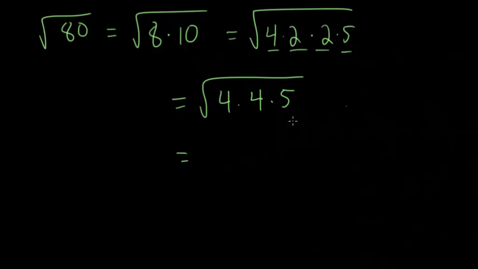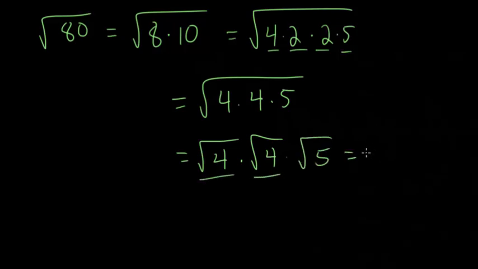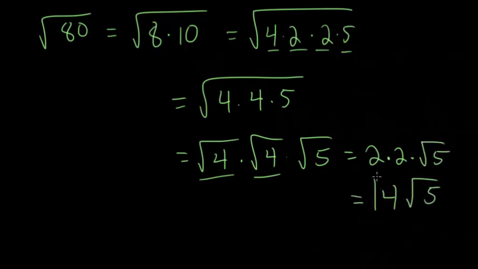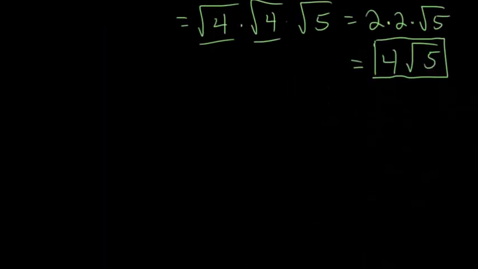And now breaking it up into a product of square roots, we'll have root 4 times root 4 times root 5. And each of these is just equal to 2. So you get 2 times 2 times root 5, or simply we have 4 times the square root of 5. And that would be our final answer right there. And let's do one last one. We'll do a fairly hard one.